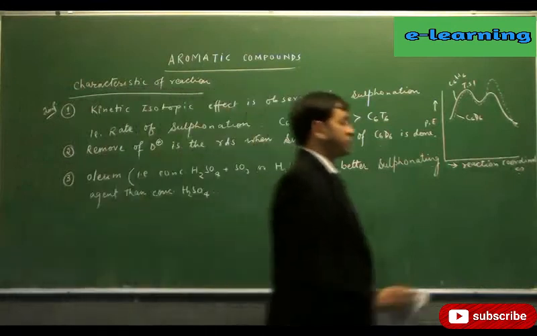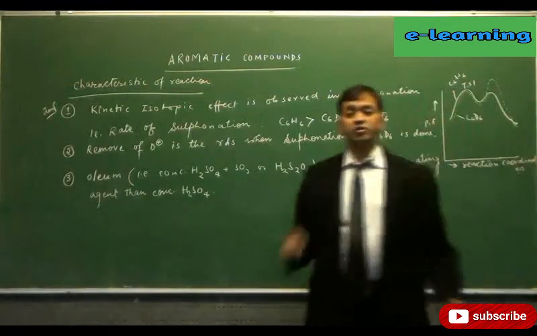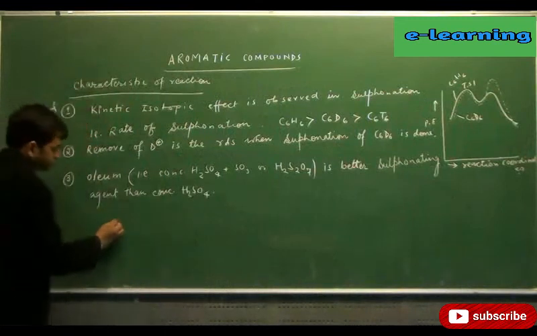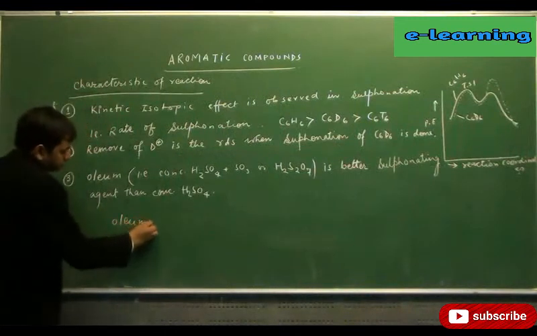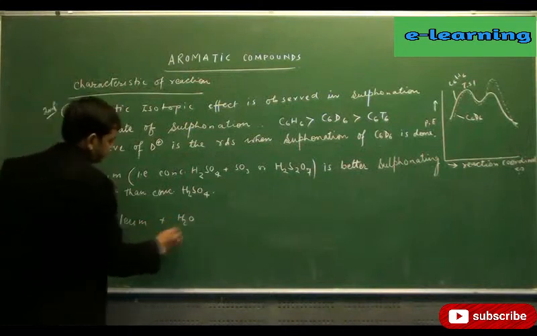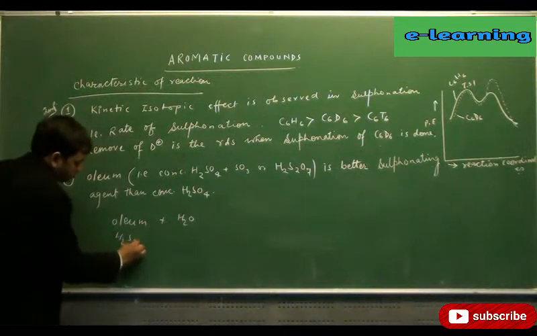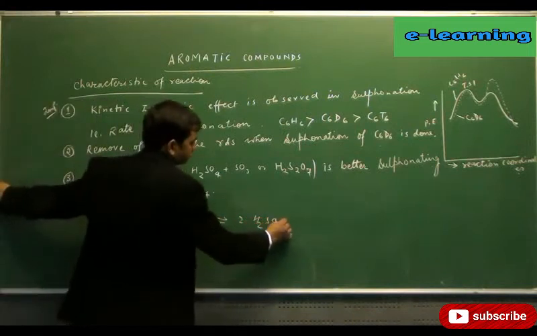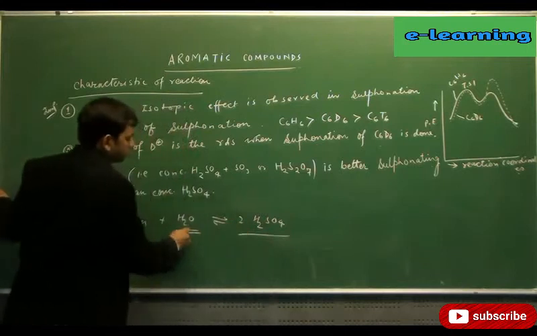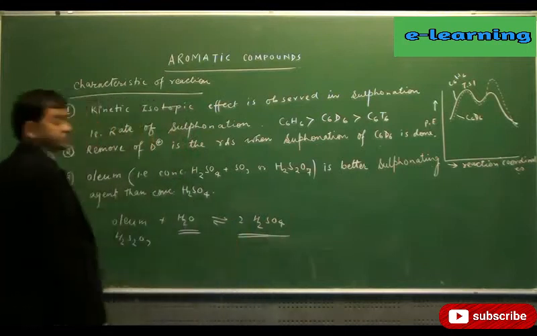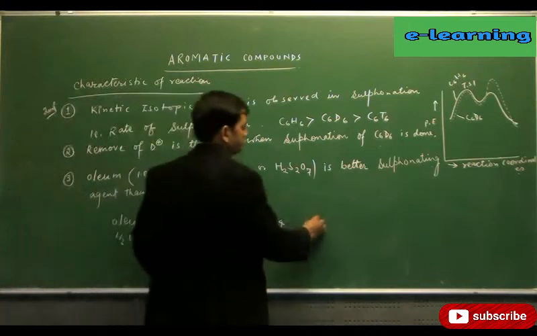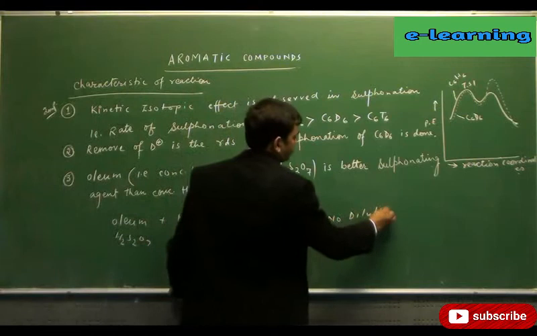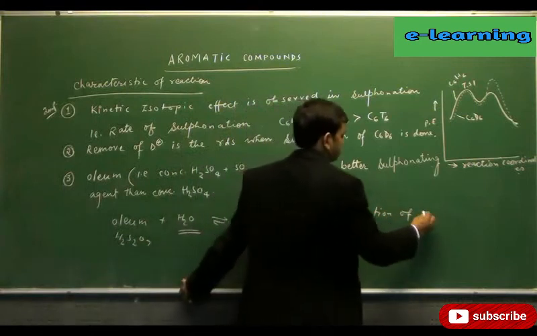Oleum is better because it again converts the water molecule into H2SO4. This oleum plus H2O, that is H2S2O7, gives 2 moles of H2SO4. It converts the water molecule again into H2SO4, so there is no dilution of sulfuric acid.